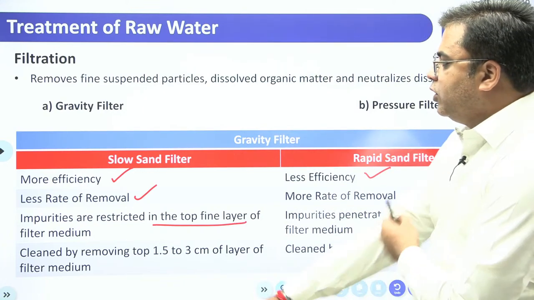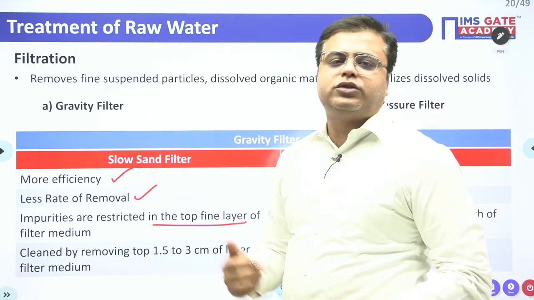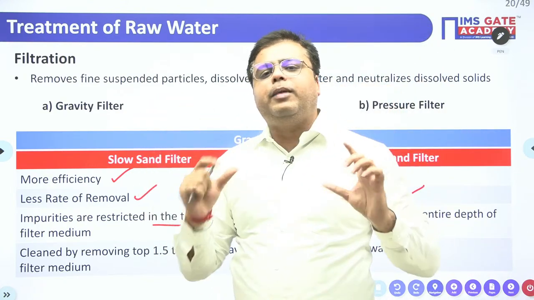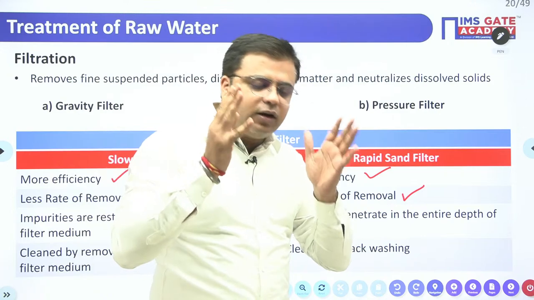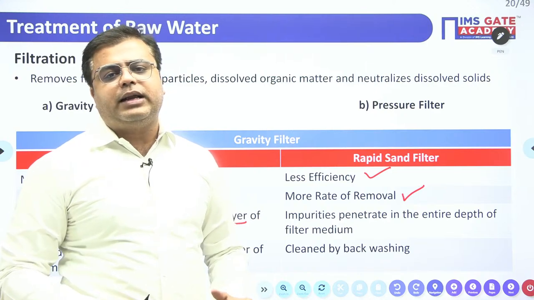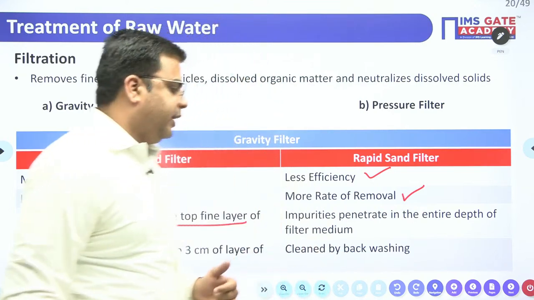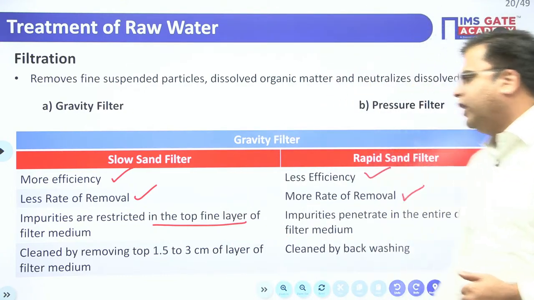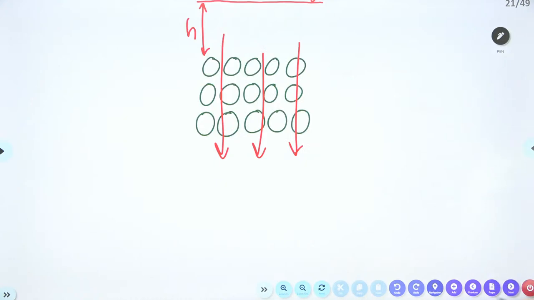Moving on with this. For cleaning of the slow sand filter, the top 1.5 to 3 centimeter layer of soil is removed. The layer of filter medium is removed because the particles are restricted only to the top layer of this filter medium. On the other hand, when we talk about the rapid sand filter, since the impurities have penetrated throughout the entire depth of the filter medium, the entire filter medium needs to be cleaned. The treatment technique that we use for cleaning of this rapid sand filter is known as backwashing. So rapid sand filter is cleaned using backwashing. On the other hand, slow sand filter is cleaned by removing the top 1.5 to 3 centimeter of the sand layer.